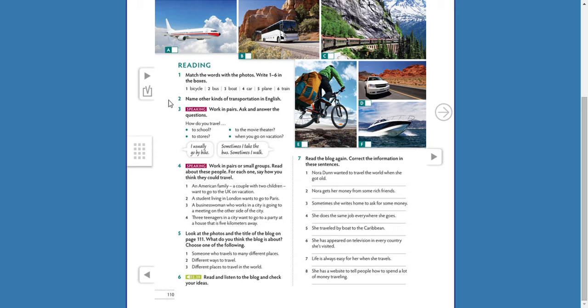Number 5, look at the photos and the title of the blog on page 111. So this is 110. What do you think the blog is about? Choose the following. So here I have 3 sentences. Number 1, someone who travels to many different places. Different ways to travel or different places to travel in the world. So what do you have to do? To check the pictures and the title. That's all.